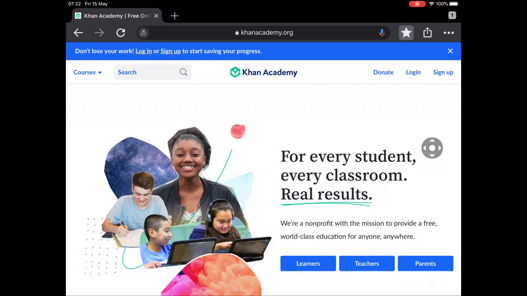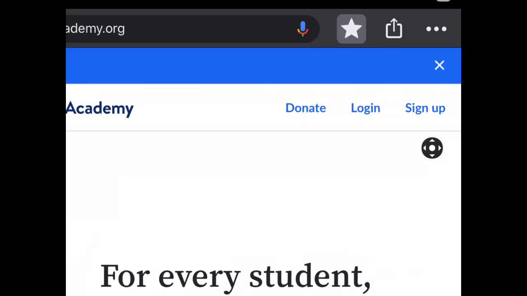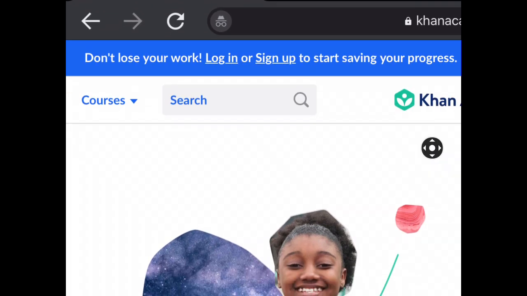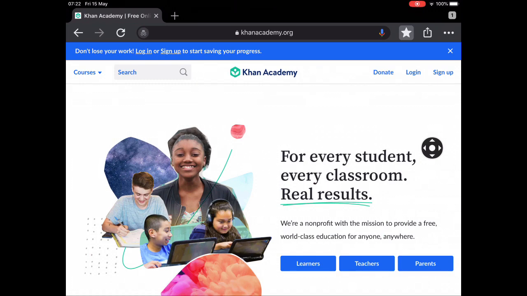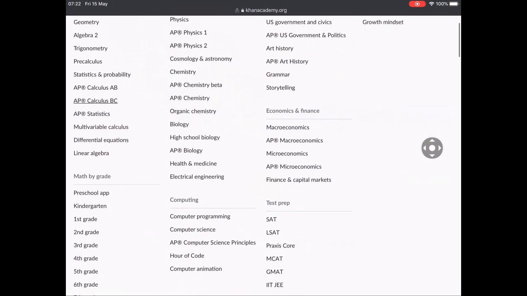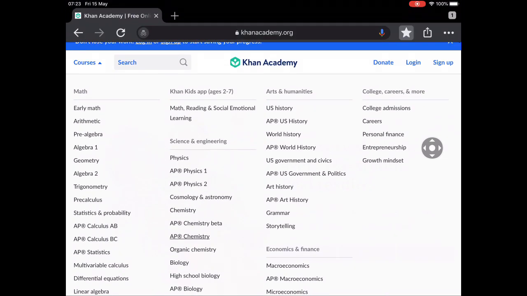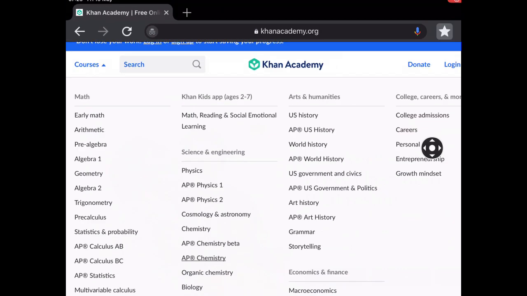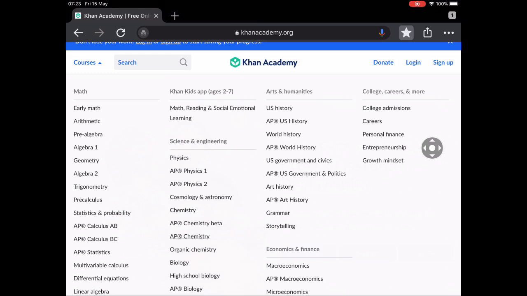The next thing after we log in, we need to go to courses, which is up over here. Courses, we'll click there, and we can find the course that we want to work on. Most of our courses are in math, and we have early math and arithmetic at the top. So I'm going to choose arithmetic. I'm going to be working on arithmetic today.